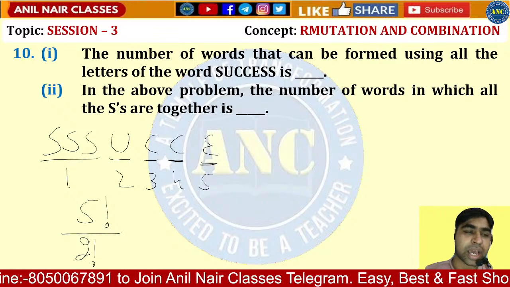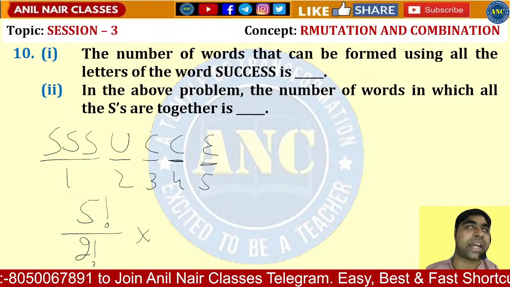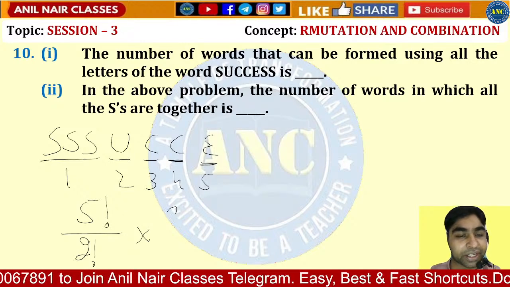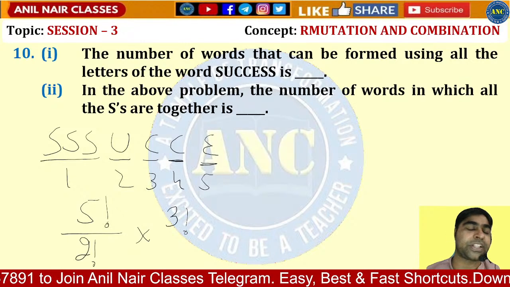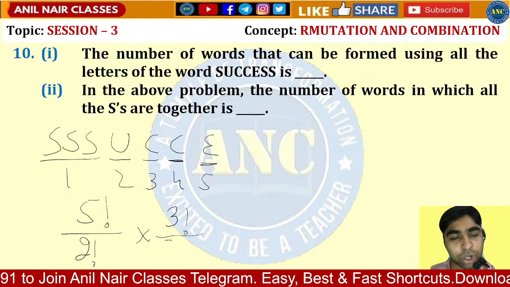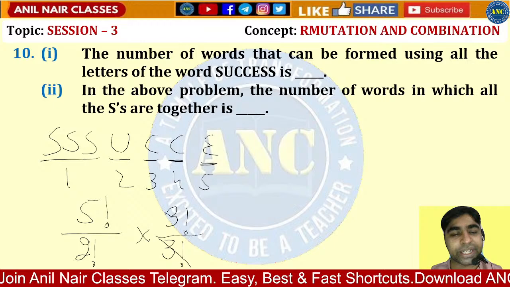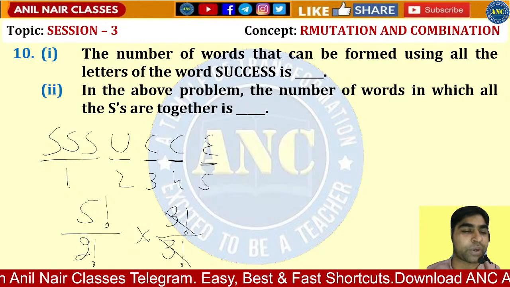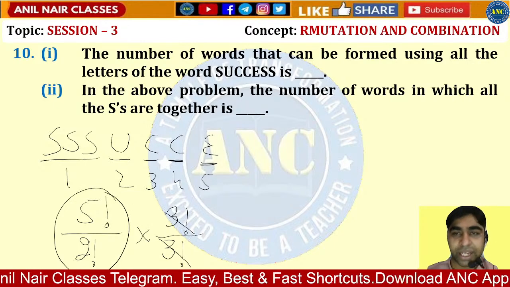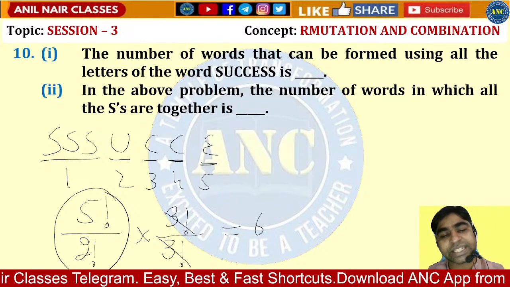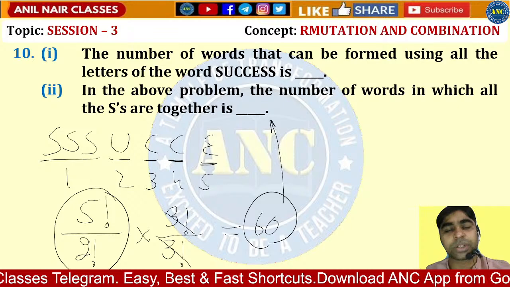Right? And in how many ways can I place these 3 S's? If they would have been different, then I would have been able to place them in 3 factorial ways. But because all of them are same only, so I'll divide it by 3 factorial. So if I do not do anything also, then 5 factorial upon 2 factorial would become my answer. 5 factorial is 120, so 120 upon 2 would be 60. So 60 would be the answer to the second part.